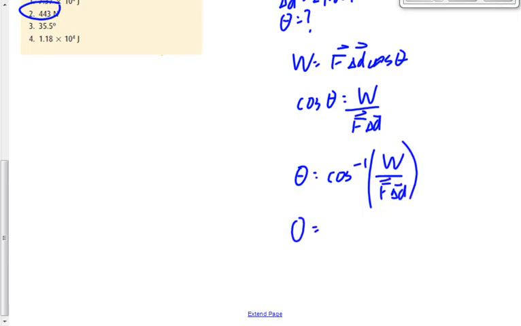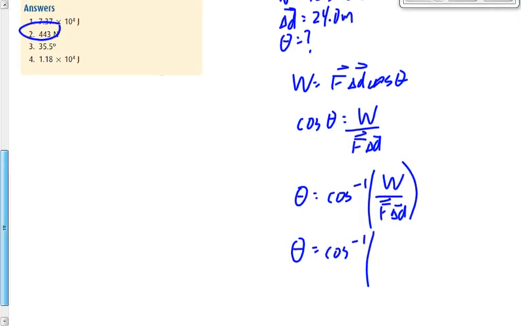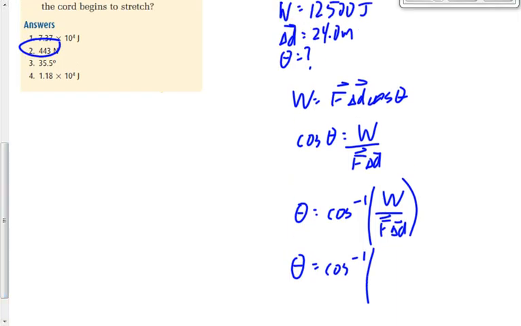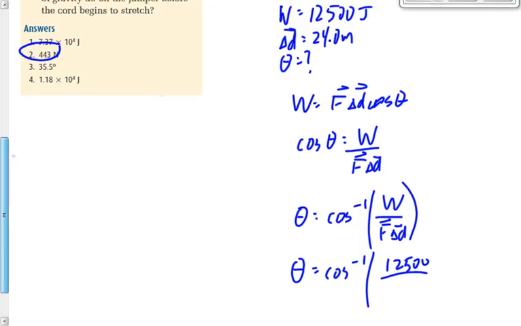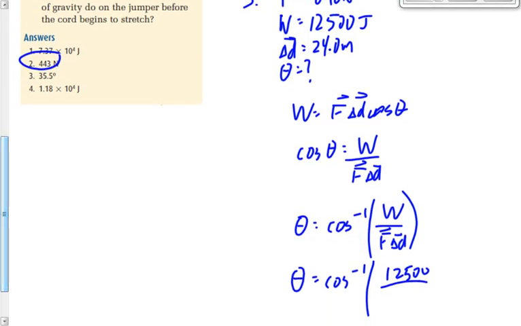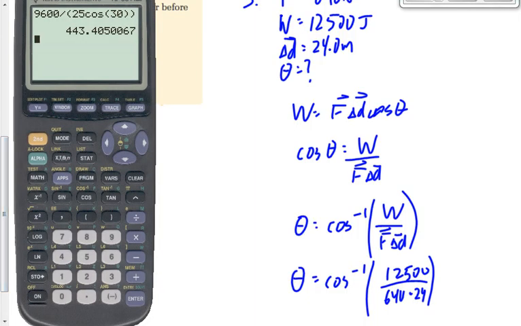All right, so we're going to say the inverse cosine of W is 12,500 over, do we know what F is? Yeah, we do, 640 times 24. Let's do this one on our calculator as well to make sure that we can get the right answer. Let's get what's inside the brackets here first, and then let's do the inverse cosine function of that, just so it doesn't become really cumbersome with our calculators here.